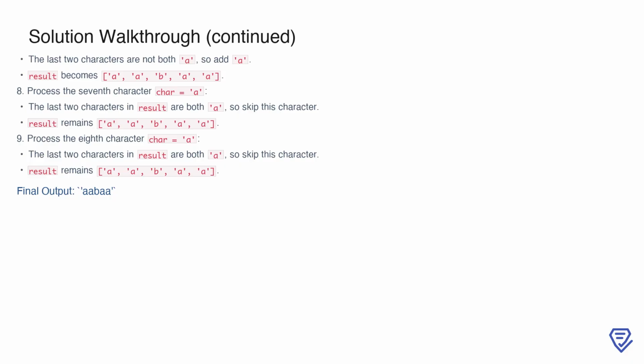Continuing with the input s equals aaabaa, we now process the sixth character, which is a. Since the last 2 characters in result are not both a, we append a, making result equal to aabaa.